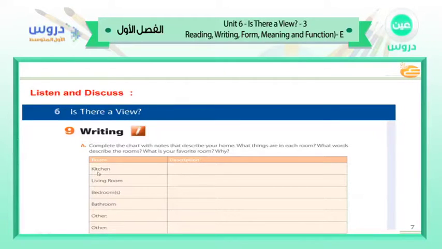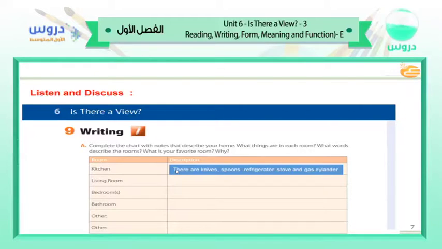According to your kitchen in your home, gentlemen and girls, what is inside your kitchen? When you are thinking of the kitchen, what will you see in the kitchen? We see many tools there, many items there. Can you mention some of them, please? Yes, that's great. There are knives, spoons, refrigerator, stove, and gas cylinder. Also, we have curtain, we have microwave.